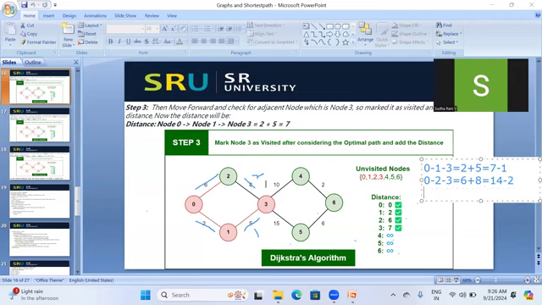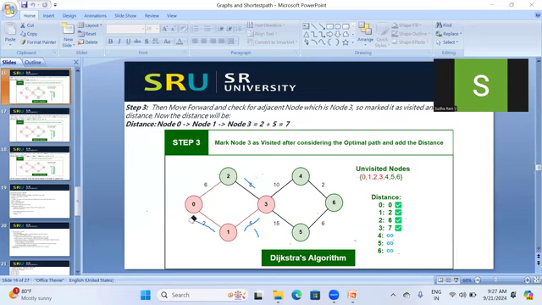Clear? So, 7 is always less than 14. Which do we consider? We consider the number 7. What is the path? The path is 0 to 1, 1 to 3. This path will be 7. So now we are considering this path, path number 1. Okay, so now see the next.